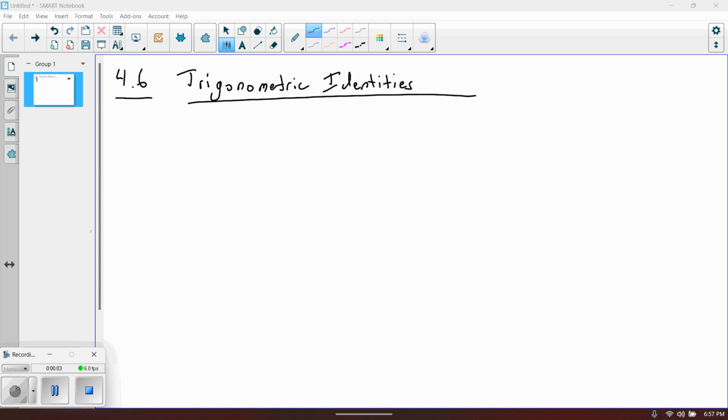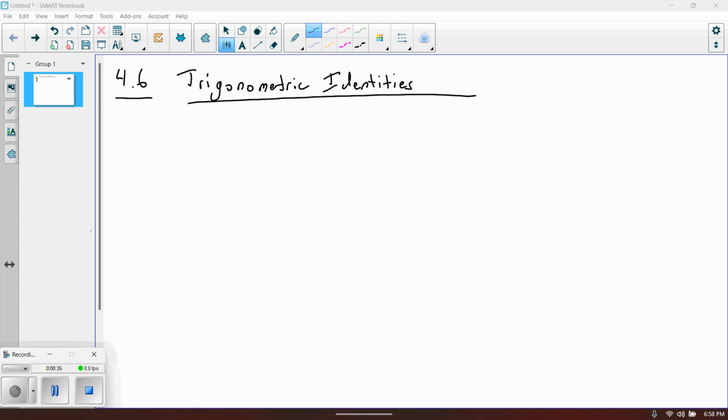Okay, so this is section 4.6. We're going to be talking about trigonometric identities. I'm actually used to calling this something slightly different. To me, trig identities is the things like the Pythagorean identities and the quotient identities, where tangent of theta would equal sine of theta over cosine of theta. The reciprocal identities, for example, sine of theta equals 1 over cosecant of theta, or vice versa. To me, those are the identities.